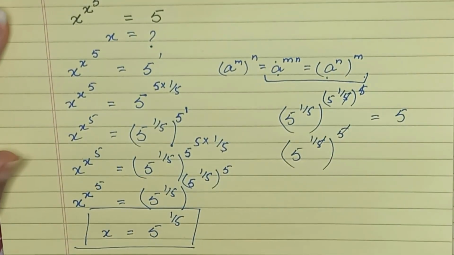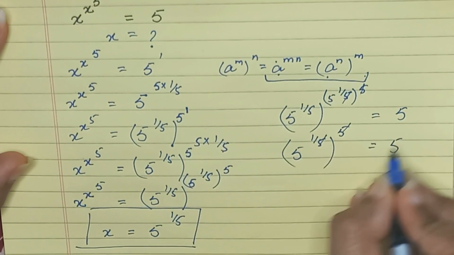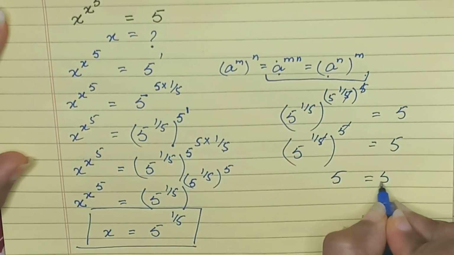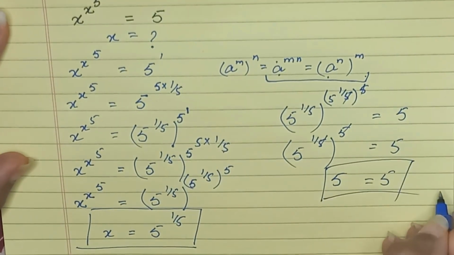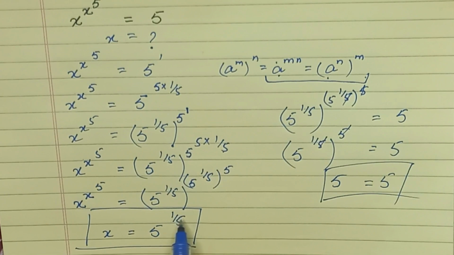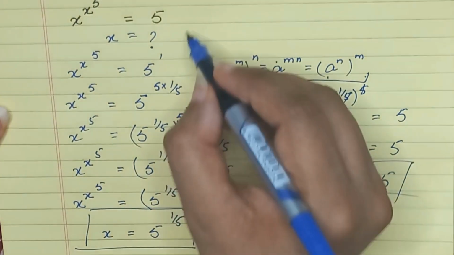So 5 and 5 will be cancelled out from here. Now we have left 5 raised to the power 1, which is the same as 5. So both sides are equal. It means the value of x, which is equal to 5 raised to the power 1 divided by 5, satisfies our given equation.